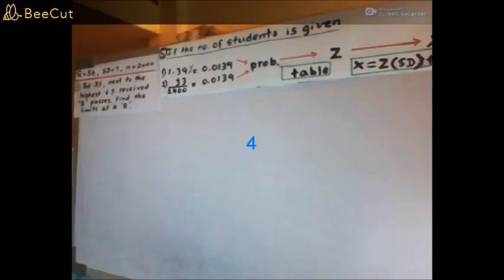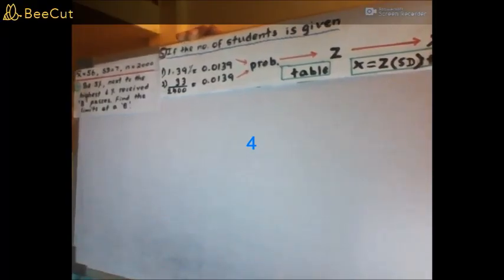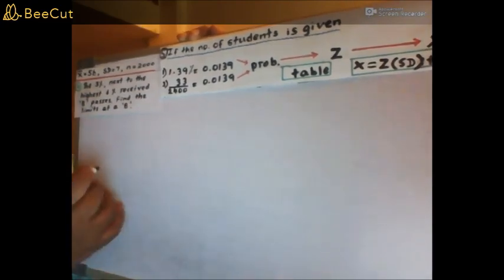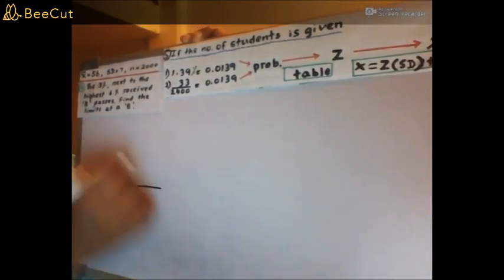Right. Next one, question number 4. We'll do all the possible questions. The 3% next to the highest 6% received B passes. Find the limits of a B. Right? Now they have given the number of students as a percentage like this and asking for the limits, cutoff marks. Right? Now we'll draw the curve. That's why we practice drawing all the curves.